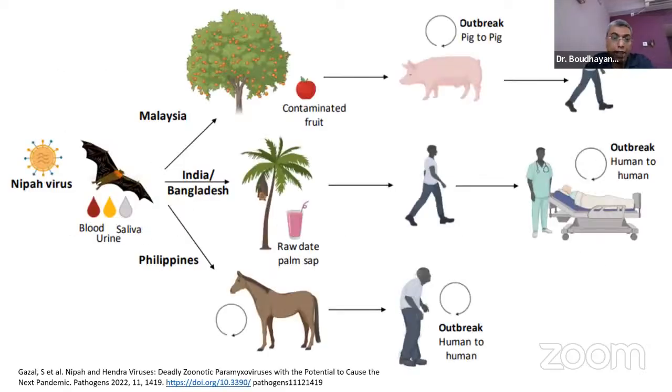The transmission cycle I have already discussed. In India or Bangladesh, it is the BD clade, and humans usually consume raw date palm sap, that is tadi. Then the patient gets admitted to a hospital. From the hospital, the infection spreads to other nearby patients, healthcare staff, doctors, nurses, and even visitors. In Malaysia, the transmission cycle is usually from pig to human, and in the Philippines, horse-to-human transmission has been documented.